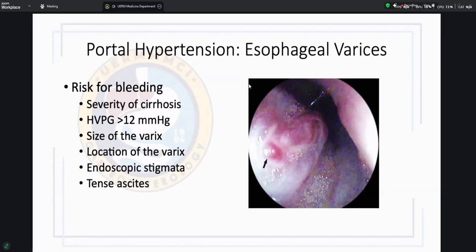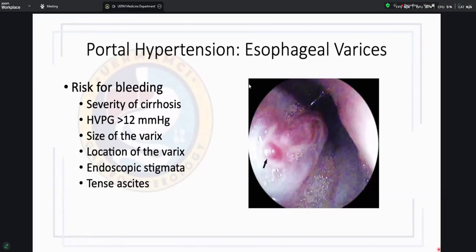Next is the location of the varix. The most common and the most dangerous site of bleeding from esophageal varices is the distal 2 to 3 centimeters of the esophagus, particularly the gastroesophageal junction, because this is where the portal venous system via the left gastric or the coronary vein connects with the systemic venous system via the azygos vein.